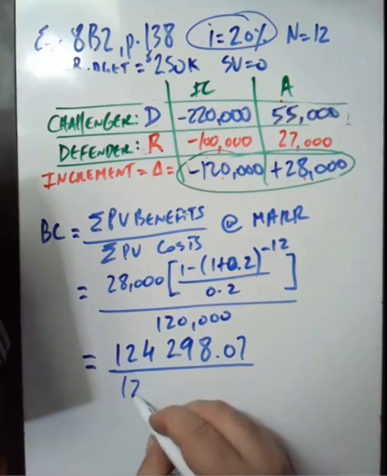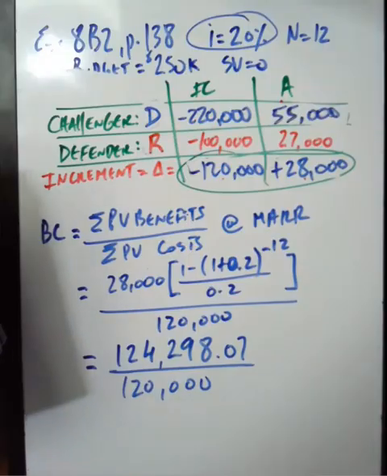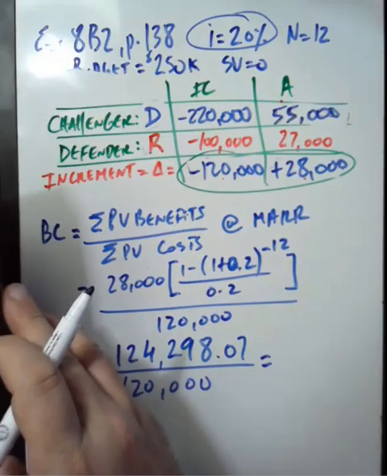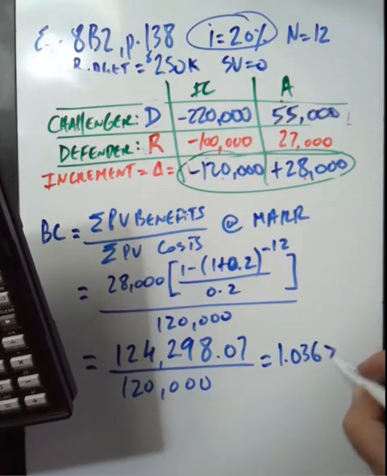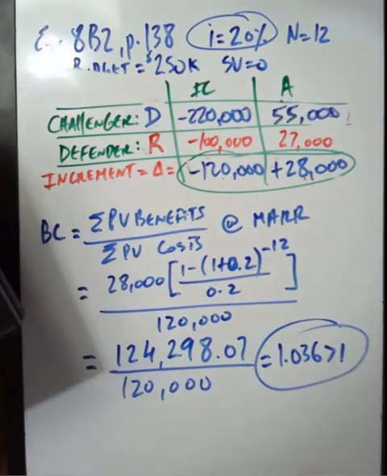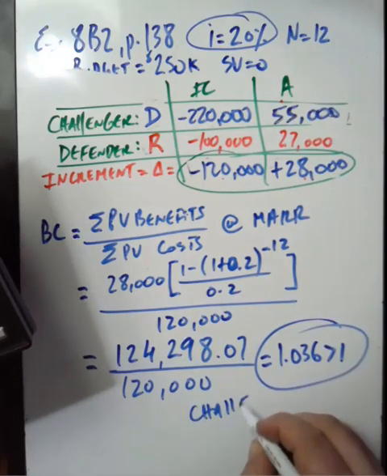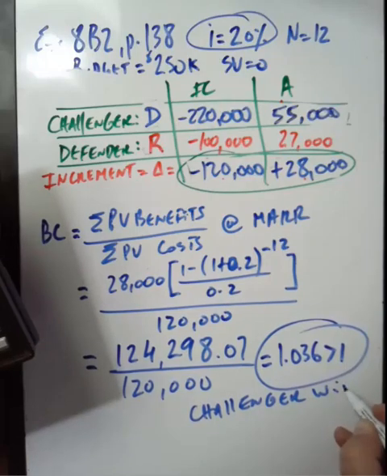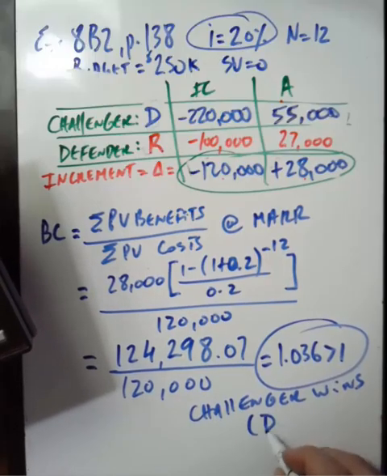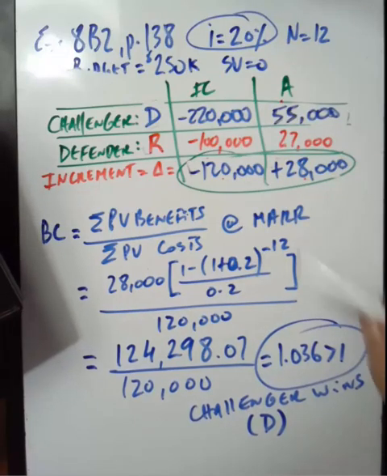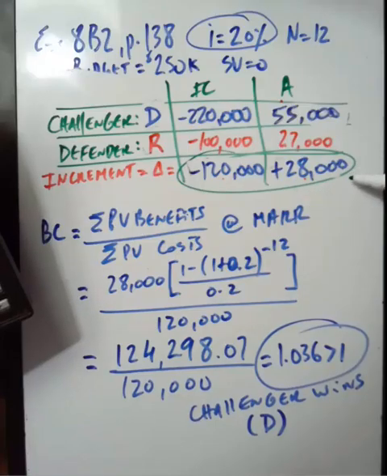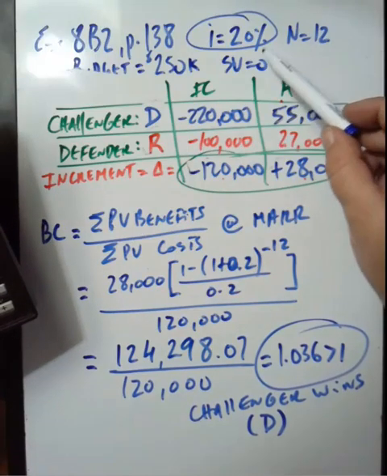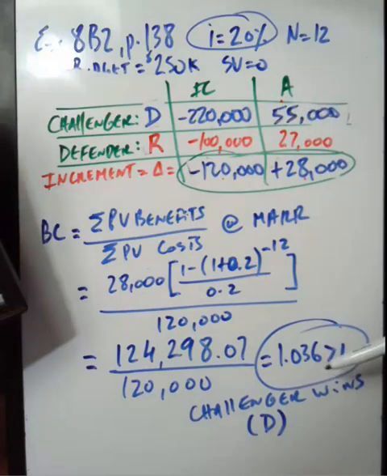of the benefits, and you can see this is going to be greater than 1, so the challenger is going to win. Namely, this is 1.036, greater than 1. Therefore, challenger wins. That was project D, meaning that it is worth it to spend the extra 120,000 in order to get an extra 28,000 over 12 years, given that our minimum acceptable rate of return is 20%. If this ratio was less than 1, then the defender would have won.